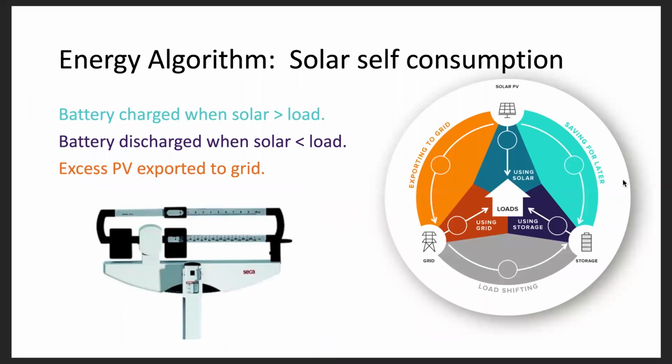The energy algorithm for solar self-consumption is just as I described. The battery is charged whenever solar is greater than the loads, and the battery is discharged whenever solar is less than the loads. And the excess PV is exported to the grid. And when the grid goes down, the battery will then go from being a current source to being a voltage source. The PV will synchronize to the battery as its new voltage source, and the loads that are all on the dedicated backup loads panel will be served once the battery comes online, which is about a 4-second delay from a grid outage.